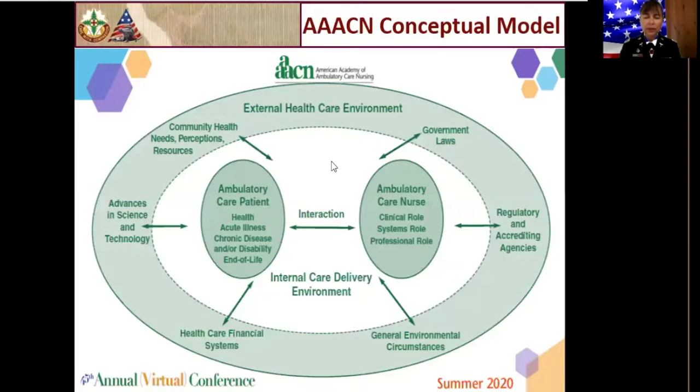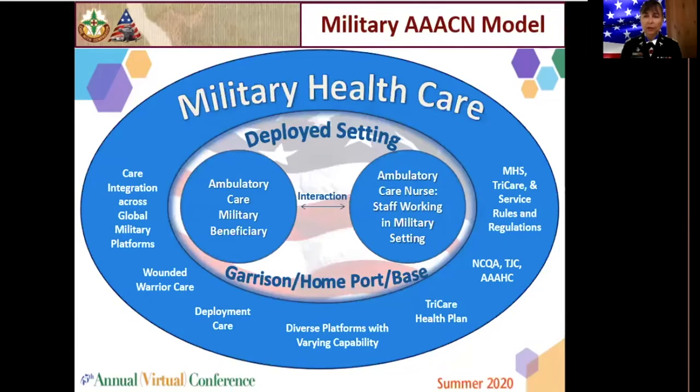You may or may not realize that the American Academy of Ambulatory Care Nursing does have a professional practice model. It is in their standards and scope of practice. You can see that the patient and the nurse are synergistically in the center of the model. Over that, we overlaid our military healthcare system. You can see that there are just a few differences, not many, but a few important differences.